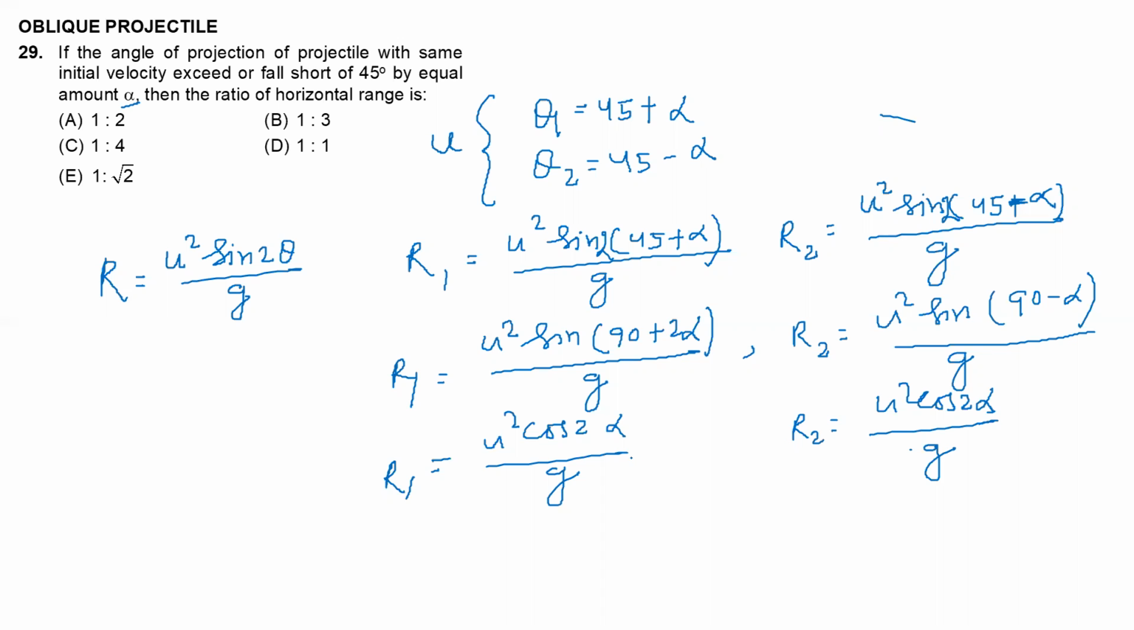And by dividing both, we'll get R1 is to R2 is equal to same. That is 1 is to 1.